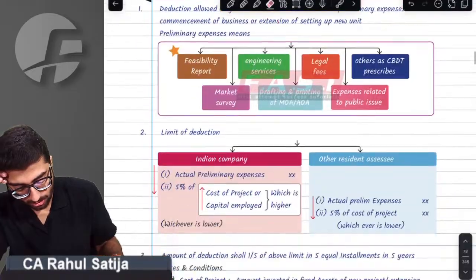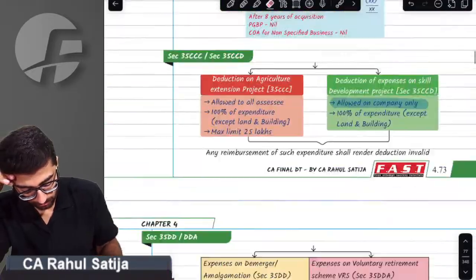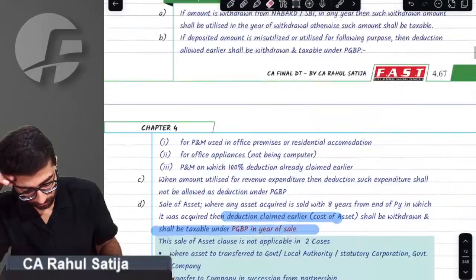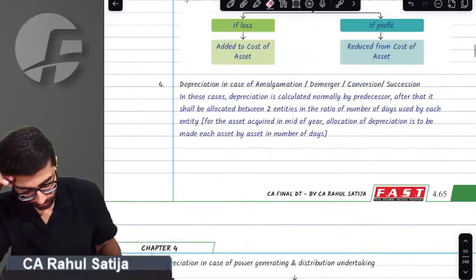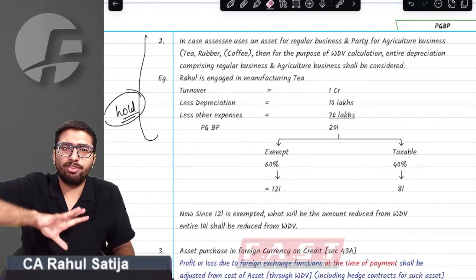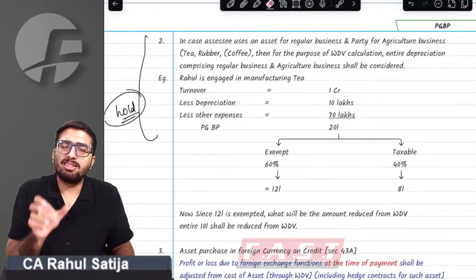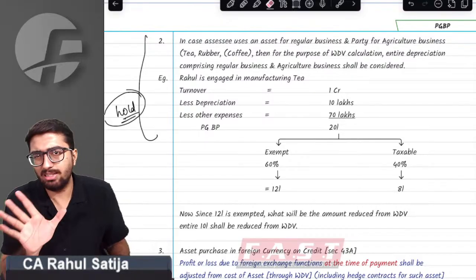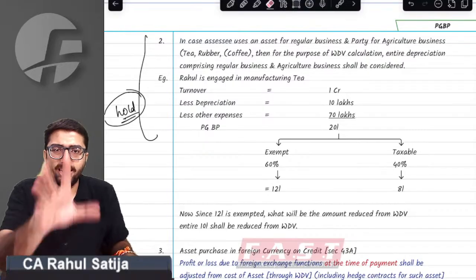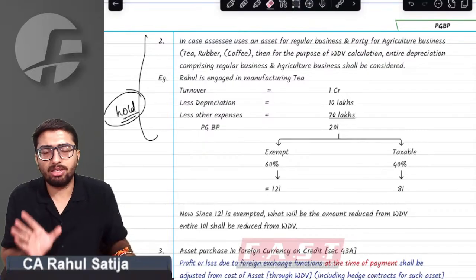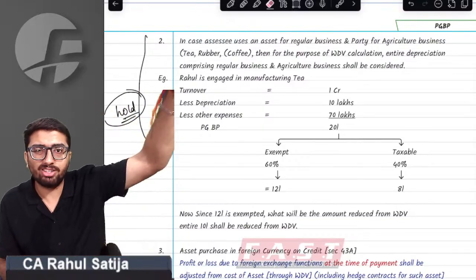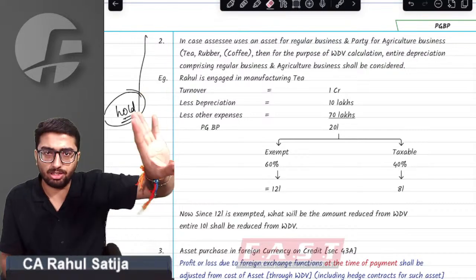We had done the preliminary expenses also. This provision is left. For example, if any assessee is engaged in tea, coffee, rubber business, 60%, 75%, or 30% of the income is exempt. Despite the fact that such a percentage of income is exempt, your block of assets shall reduce continuously with full depreciation.